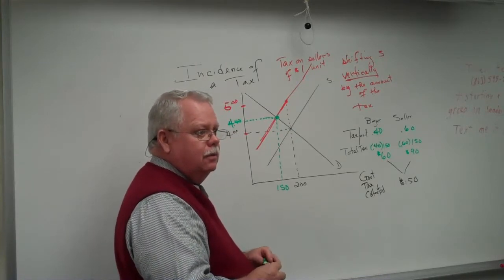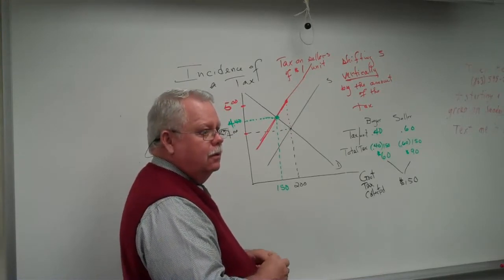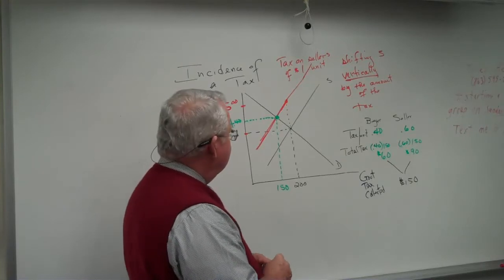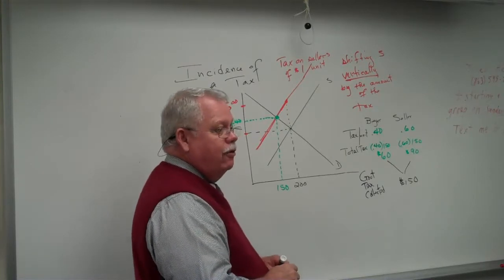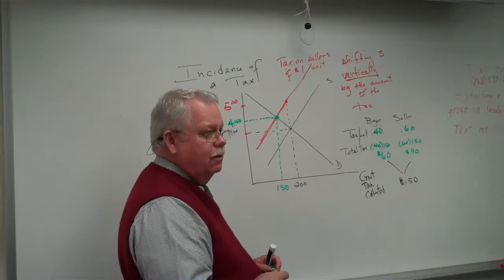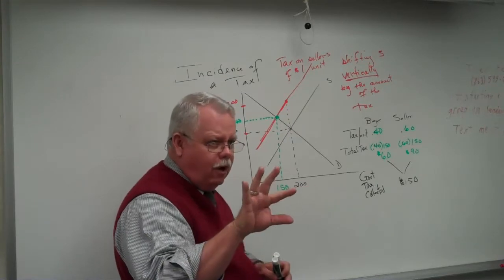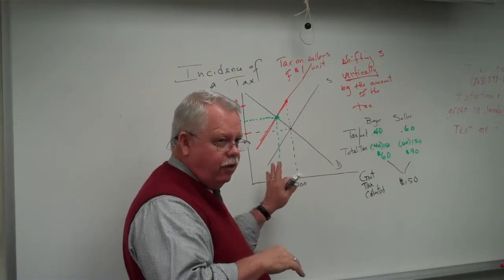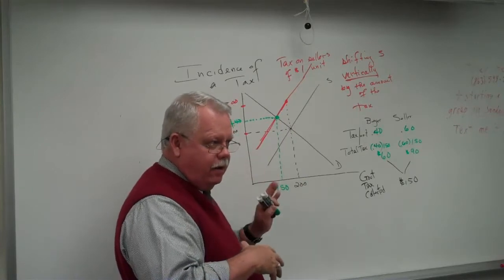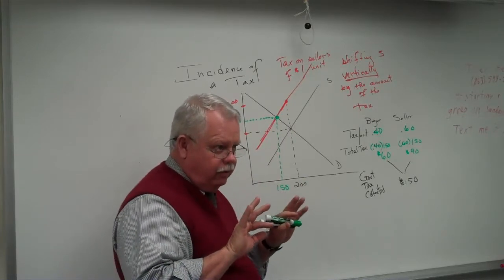So in order for that company to maintain their quantity demanded, what would they have to do? They'd have to eat the whole tax themselves. Okay so far? This is the first part of this thing. You got this down, the rest is not bad. Everybody comfortable with this?